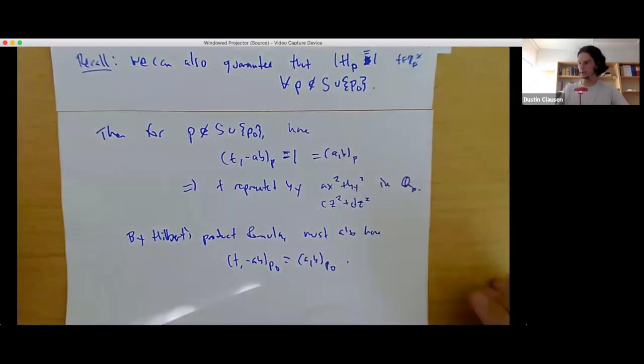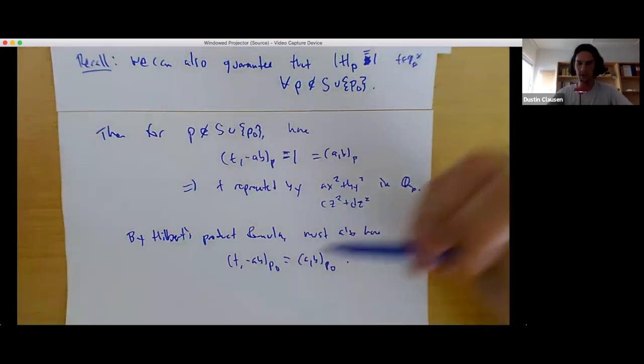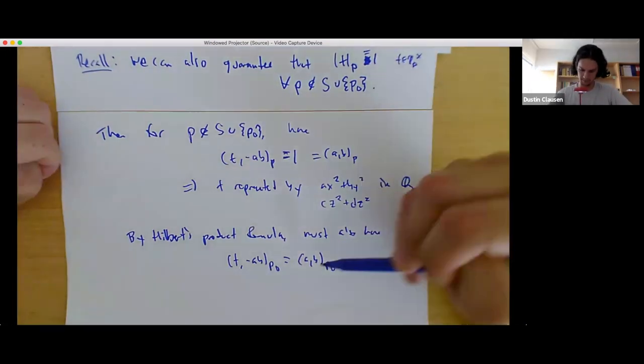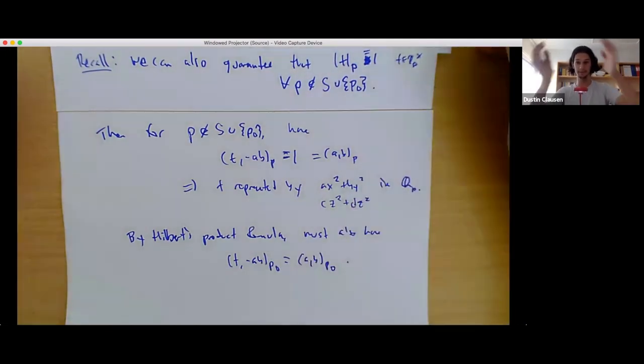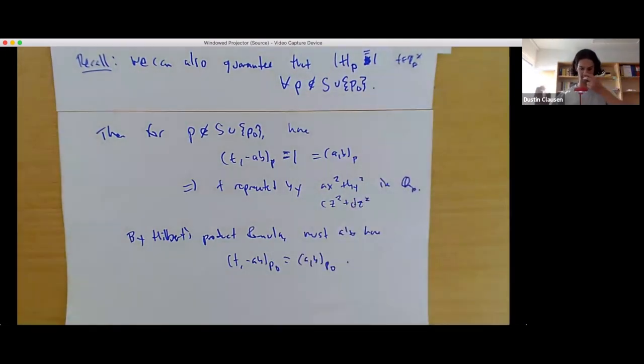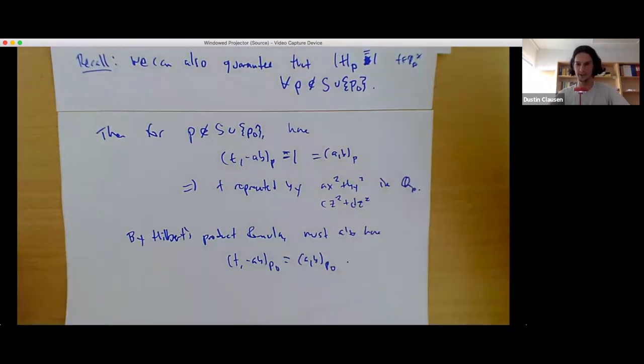Because Hilbert's product formula says that if you're taking Hilbert symbols where the values are in Q, and you know them for all but one place, then you know them for the remaining place, because it has to be equal to the product of the rest. And that's true for this side of the equation, and that's also true for this side of the equation. So here's where we're using Hilbert's product formula, or quadratic reciprocity, in a kind of surprising way.